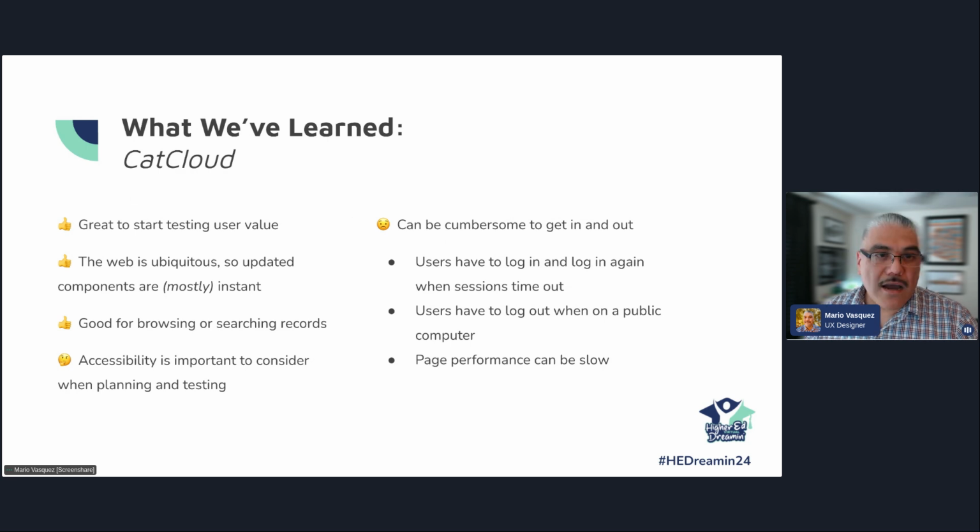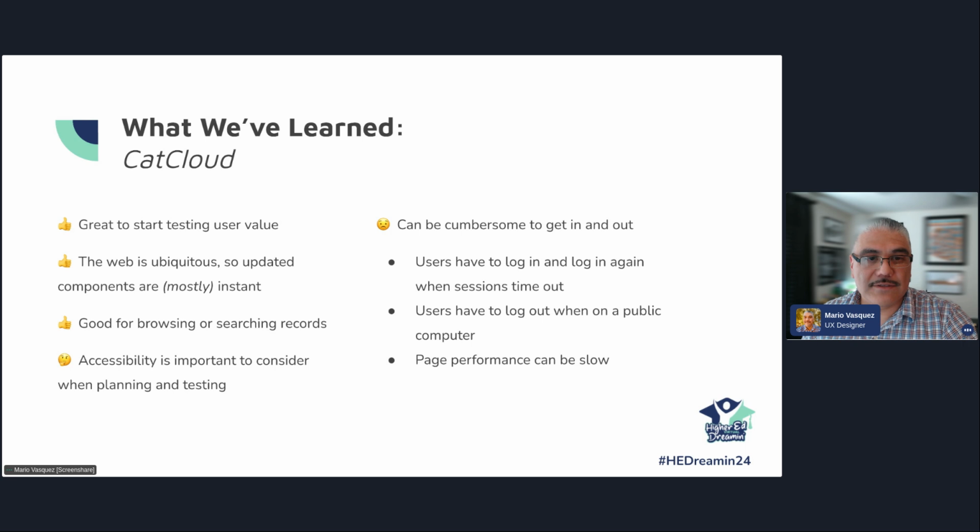So here's a few things we learned with Cat Cloud. It's great to start testing user value on most new products and services you might be planning to release. The web is also everywhere and on a wider range of devices. So when you push out updates, they're mostly instant. I only say mostly because sometimes there's caching, but for the most part, you can roll that out and it's just everywhere automatically. Obviously with apps, you have to wait for updates. So that could be a negative thing depending on what you have as features.